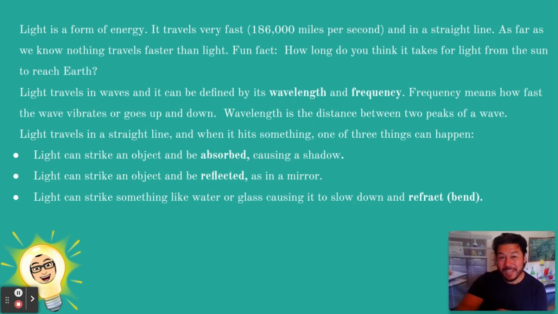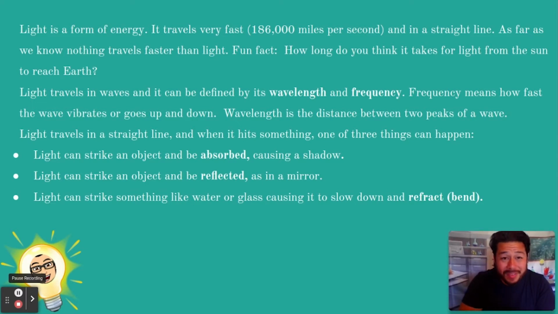So here's a fun fact. How long do you think it takes the light from the sun to reach Earth? Think about that. How long does it take for the sunlight, the light that's traveling from the sun, to get to Earth? Yeah, if you guessed 8 minutes, it's about 8 minutes. So the light that's reaching us here on planet Earth is actually 8 minutes old. It left 8 minutes ago.